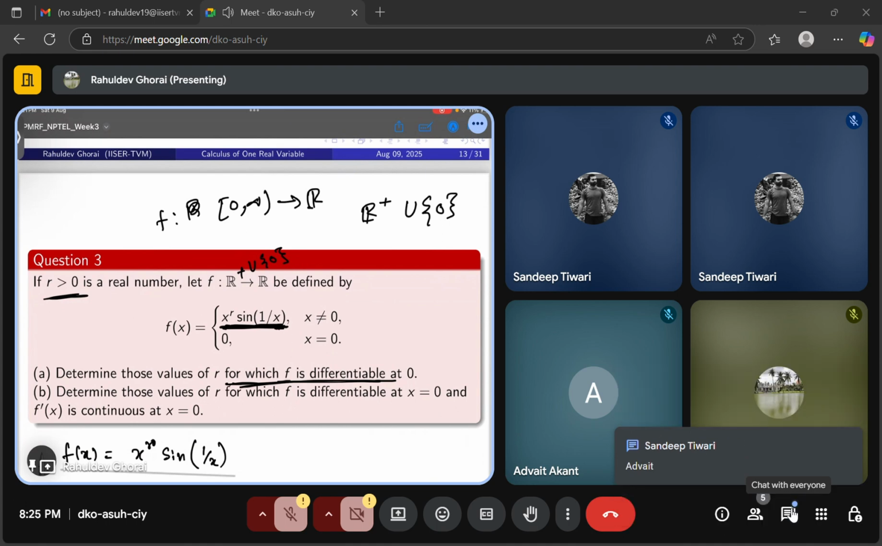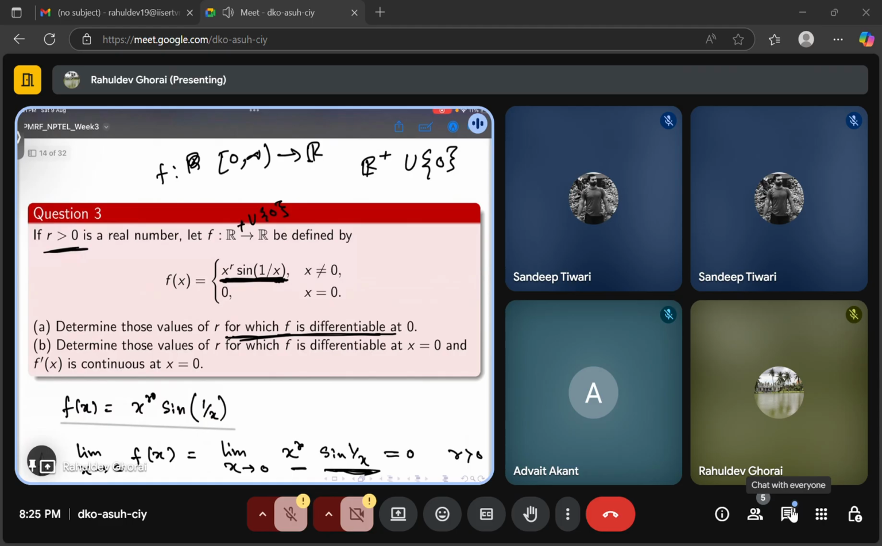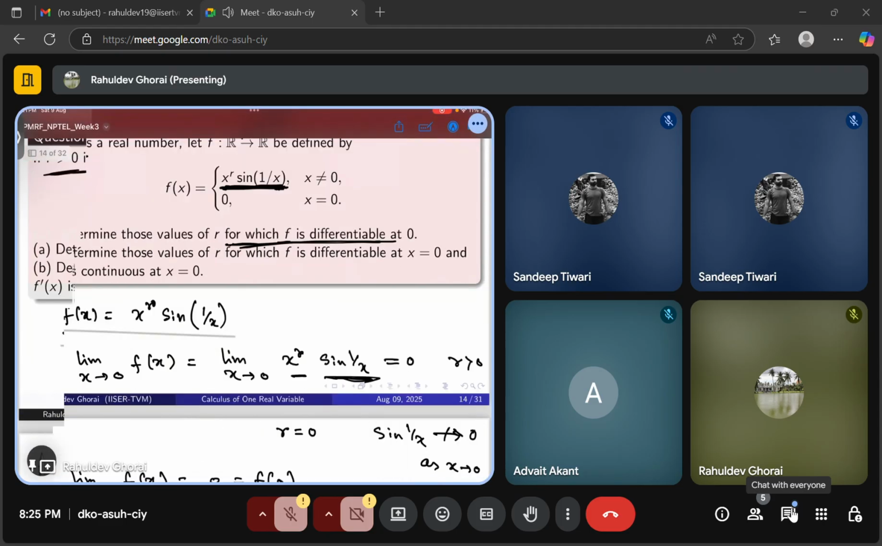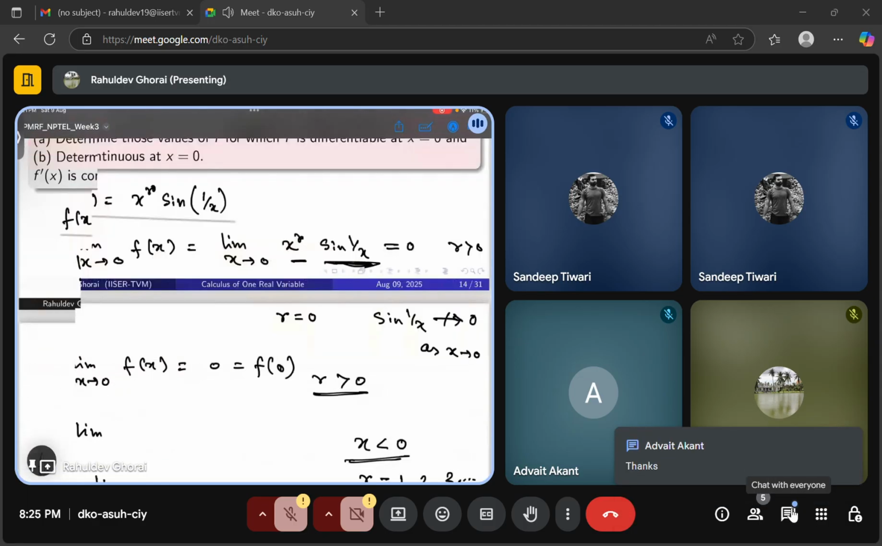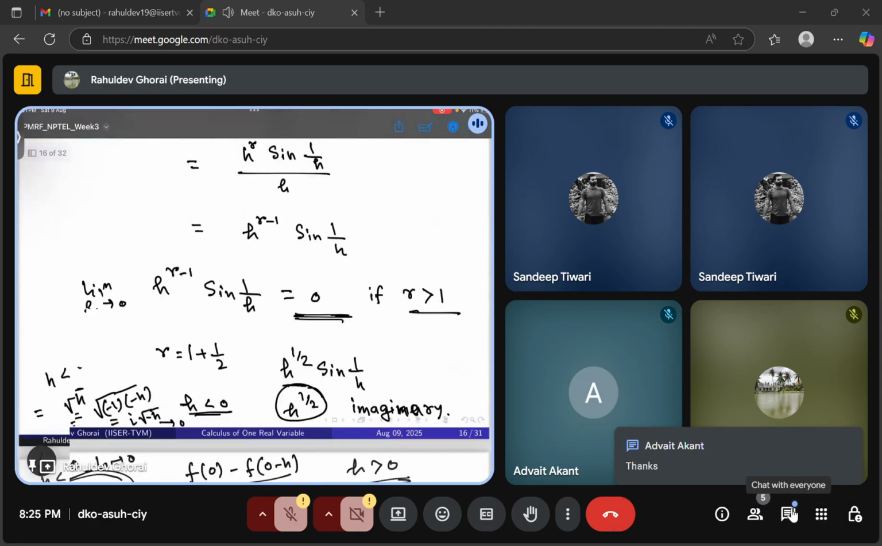If we are doing that, I will tell you in the next class about this question 3. Okay, sorry for this, but otherwise you take this as x greater than 0, then you have r greater than 1.